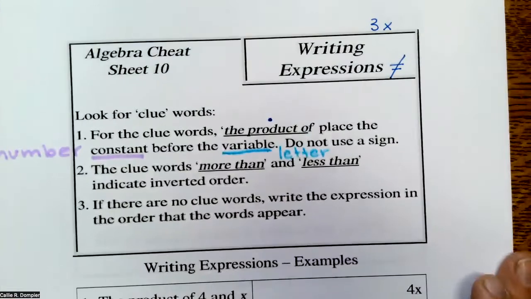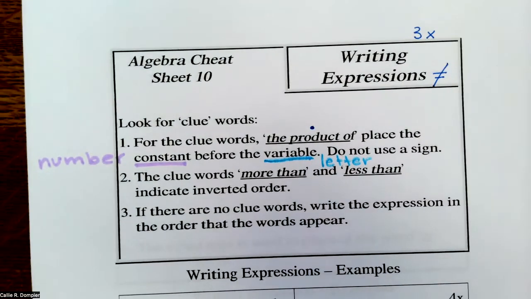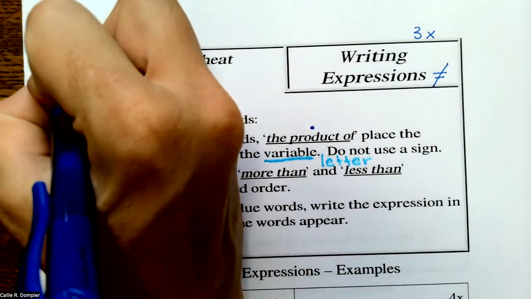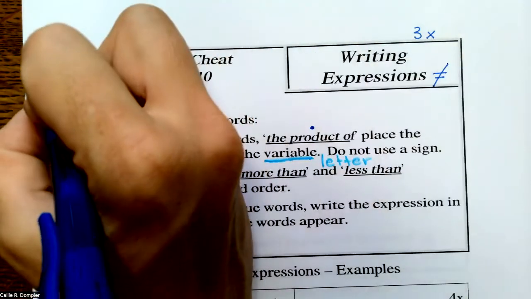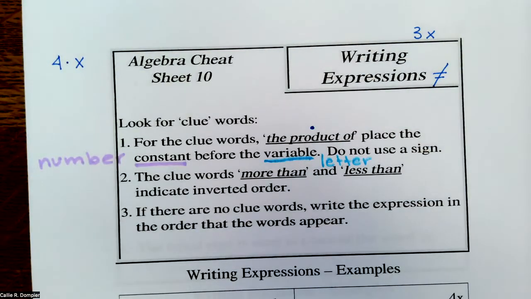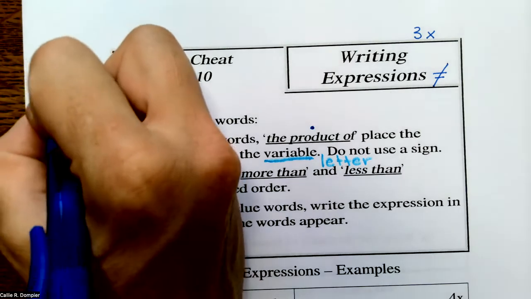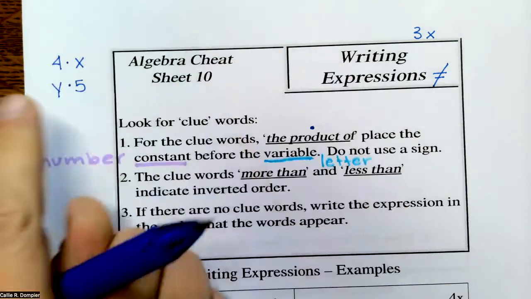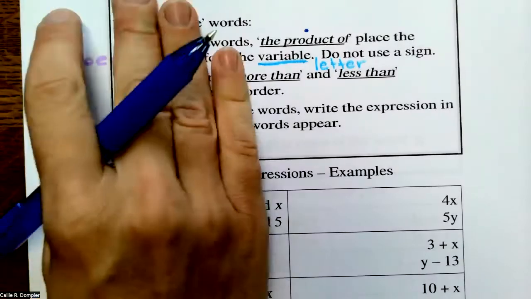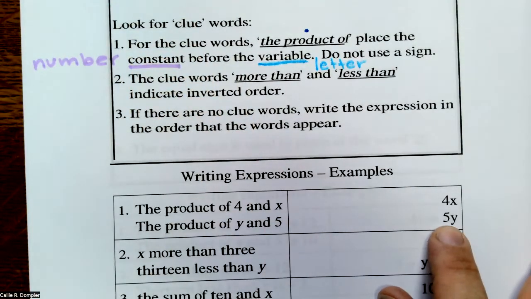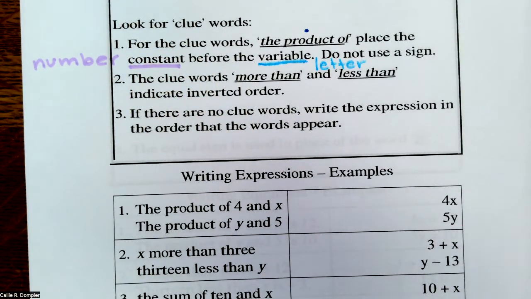It is okay if you want to use a sign, right? 4 and x could be 4 times x, or if it was the product of y and 5, that could be y times 5, okay? This isn't wrong, but they do like to put the number in front of the letter and not use a symbol.